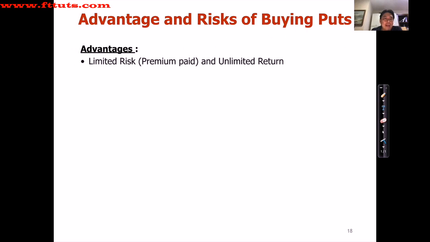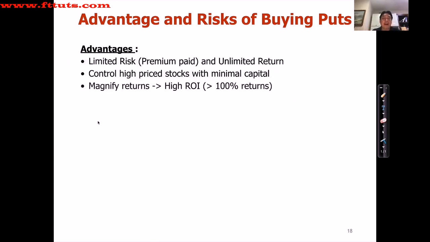So again, the main advantage of buying puts is limited risk. The most you can lose is the premium paid, and you have, well, almost unlimited potential return. If the stock goes to zero, you maximize your return. Puts allow you to control high price stocks with minimal capital, and they allow you to magnify your returns because with very little capital or premium, you control a large quantity of stock. So you are able to get 100% return easily on any trade that works out well. So for example, if the premium is $400, to make a $400 profit, which is 100% return, is a pretty normal trade outcome.